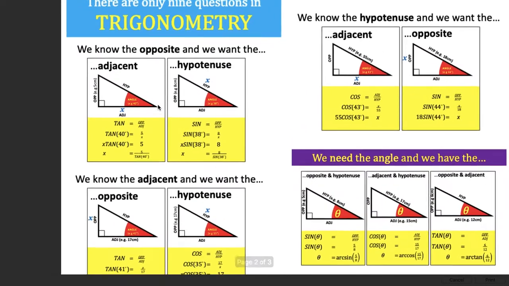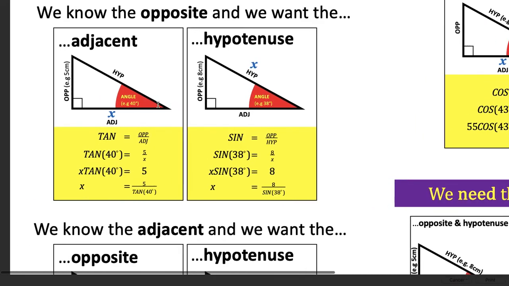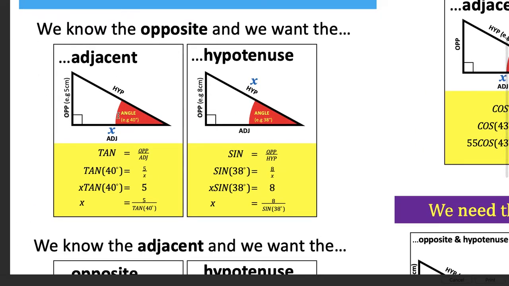So you know the opposite and you want the adjacent first of all. Okay, so you identify that as tan. If it involves the opposite and the adjacent, then it's tan. You can look on your formula sheet in the exam and see that tan is the one that involves opposite and adjacent. So then you put in everything you know. So you put in tan of the angle, which in this case is 40 degrees, equals the opposite over the adjacent. So in relation to the 40, that's 5 over x that we're trying to find out.